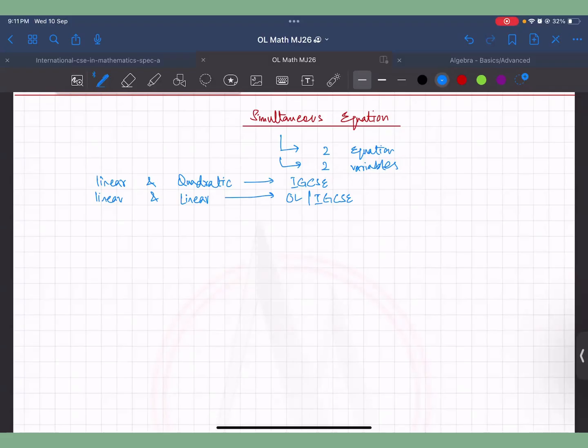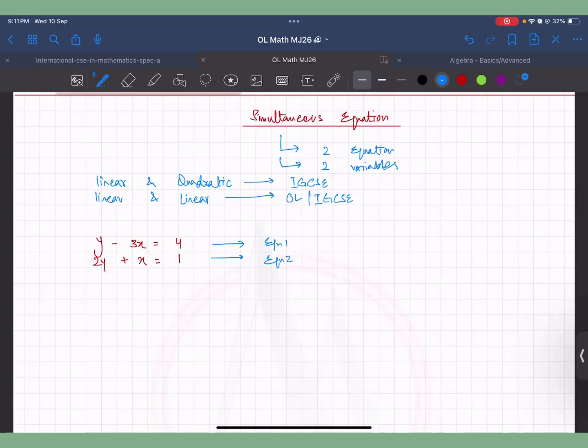Everything is the same. So simultaneously solving, I told you, it's two equations and two variables. For example, let's suppose you have y minus 3x equals 4, and let's suppose 2y plus x equals 1. I'm just making up any two random equations. This is your equation number 1, this is your equation number 2.